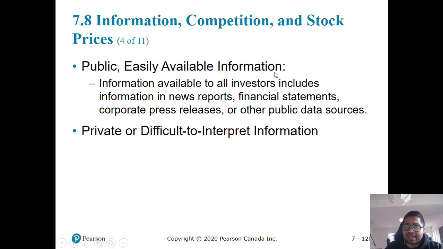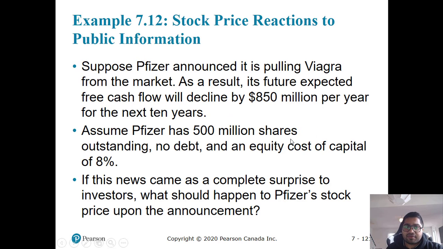Public, easily available information available to all investors includes information in news reports, financial statements, corporate press releases, or other public forms of data. Private or difficult to interpret information is that which only insiders have. Stock prices generally react to public information.